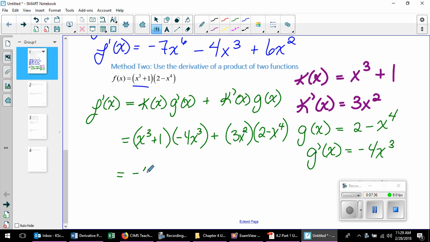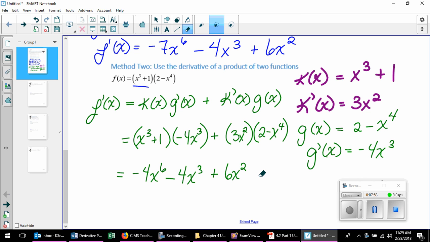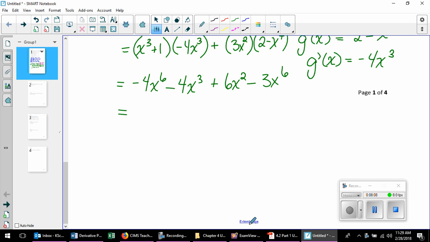So this is going to be negative 4x to the exponent 6 minus negative 4x to the exponent 3. I did that right, didn't I? So plus 6x squared minus 3x to the exponent 6. So if I combine like terms, negative 7x to the exponent 6 minus 4x cubed plus 6x squared.